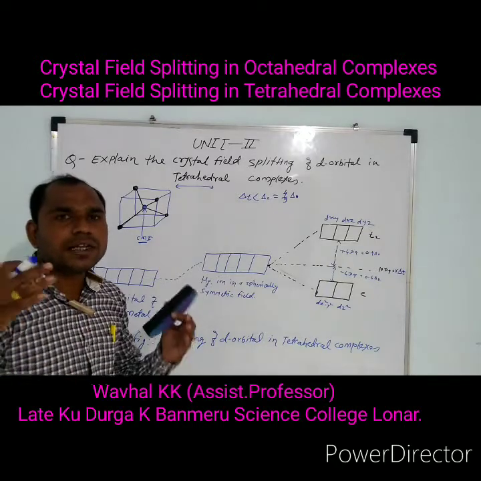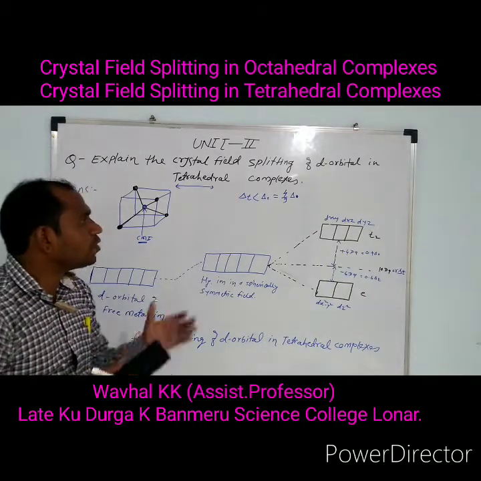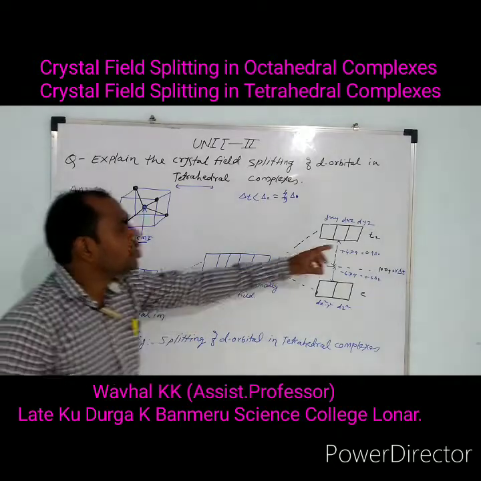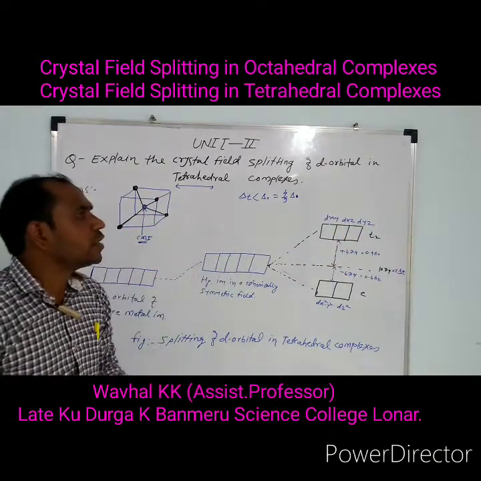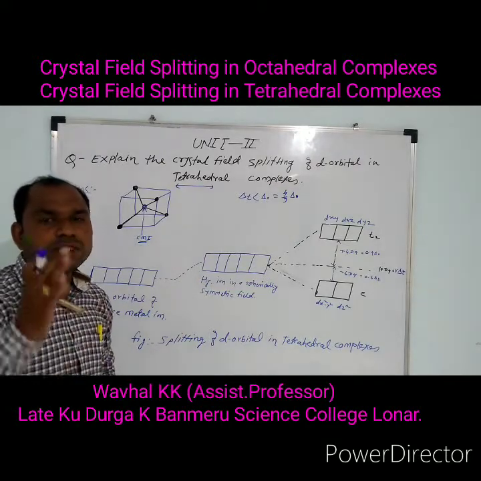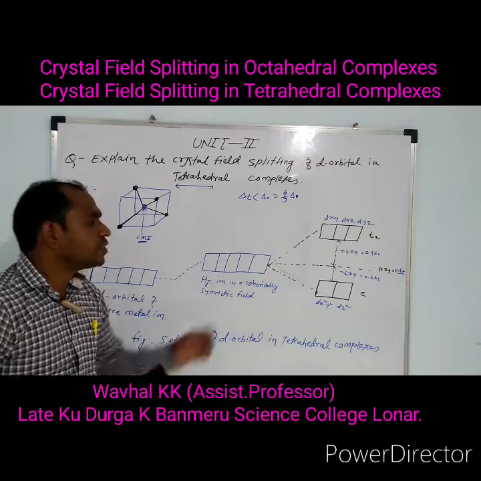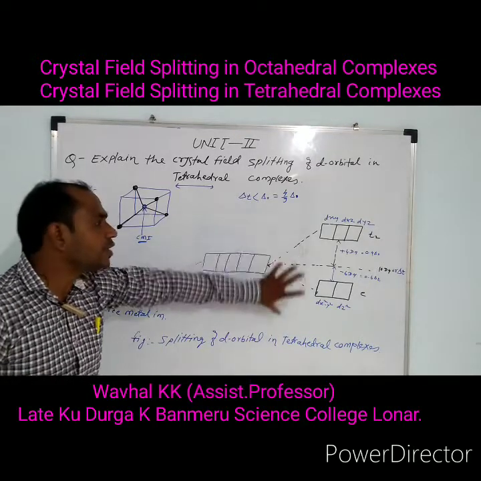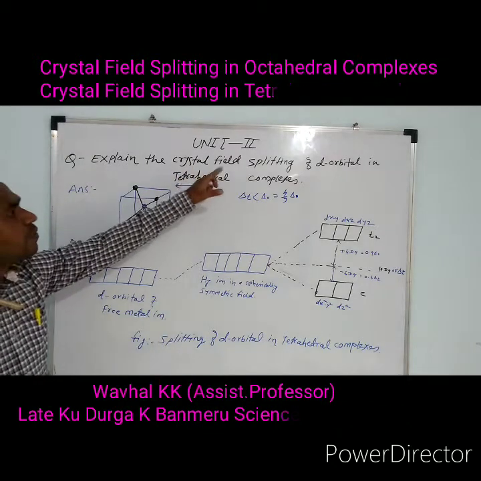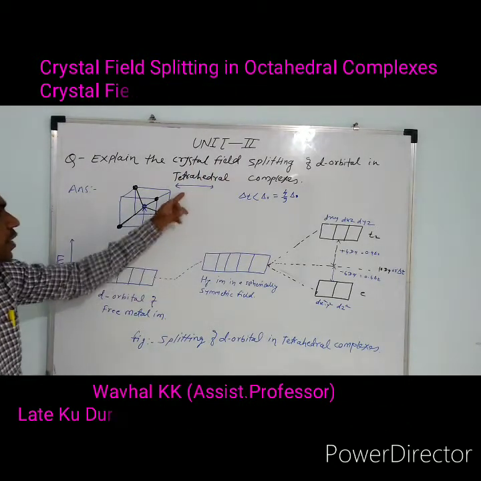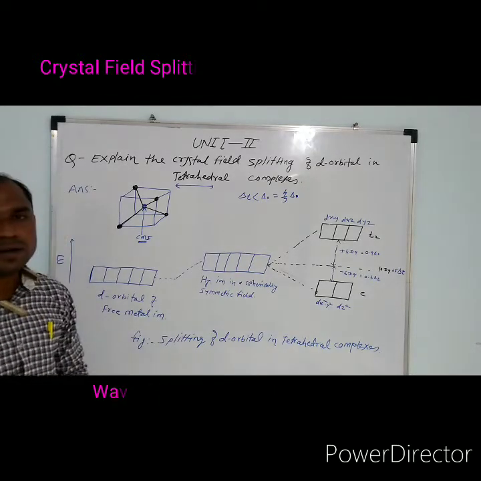and in tetrahedral complexes the 4 ligands do not directly interact with the orbitals. They are only near to the T2 orbitals, hence the energy of those orbitals increases, while in octahedral complexes the 6 ligands directly interact with the orbitals, hence this difference arises. This is the complete explanation of the crystal field splitting of d orbitals in tetrahedral complexes.